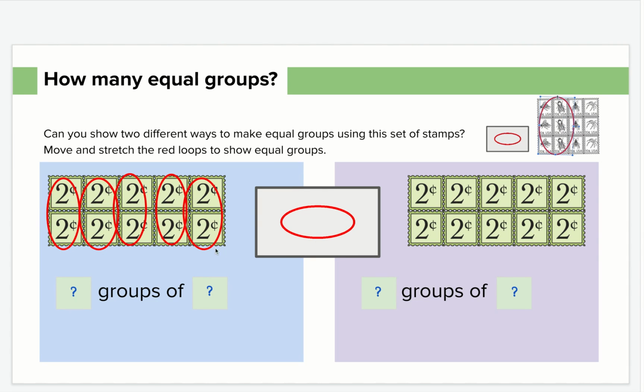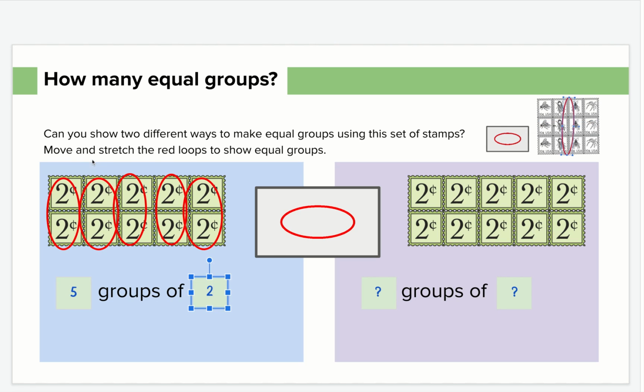Okay, so now I have 1 group of 2, 2 groups with 2 inside, 3 groups with 2 inside, 4 groups with 2 inside, 5 groups of 2. So here I'm going to type in 5 groups of 2. And now on this one, I have to do something different.